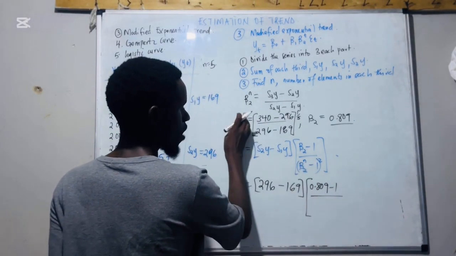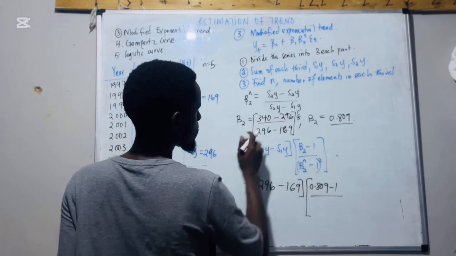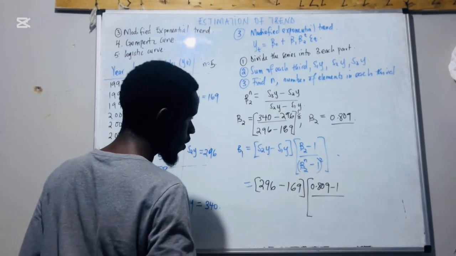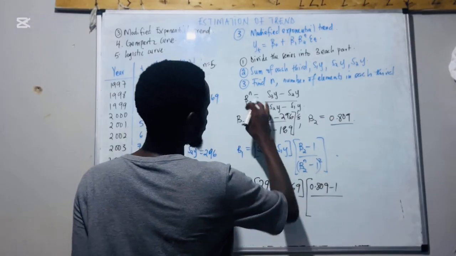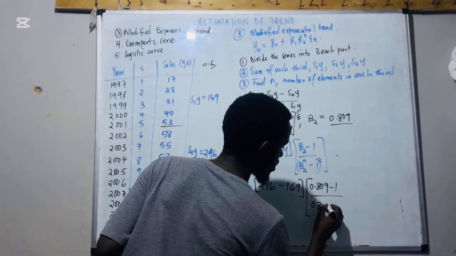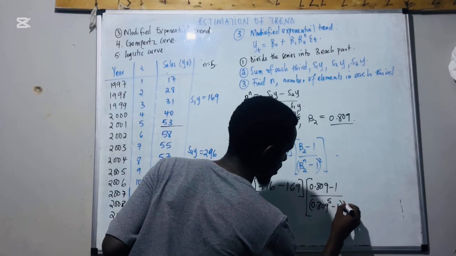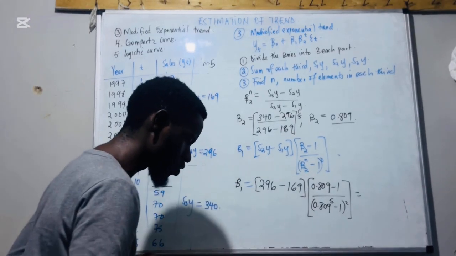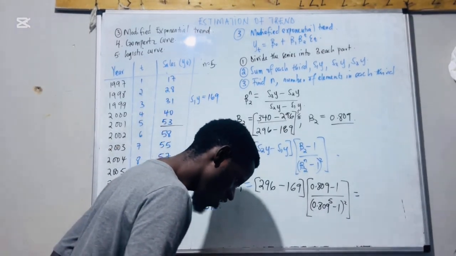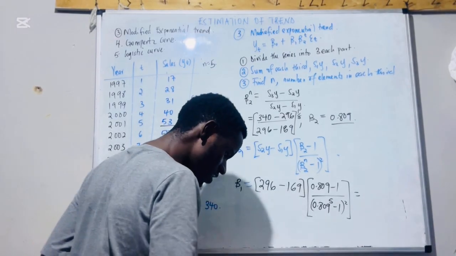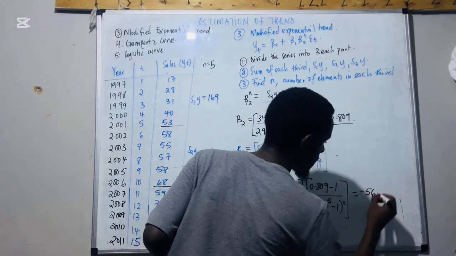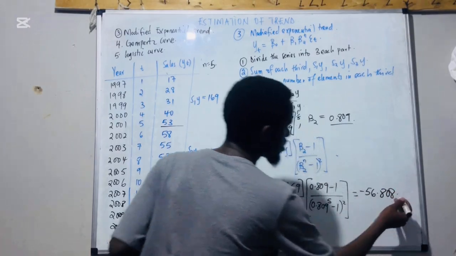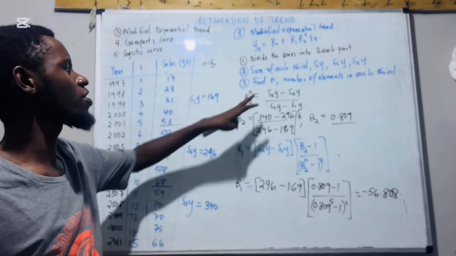Over, the answer we had here, the same answer but power 5. It's going to be 0.809 power 5 minus 1, but everything here squared. Then if you do it properly, you have your beta 1 equal to negative 56.808. Members, make sure you have this answer.